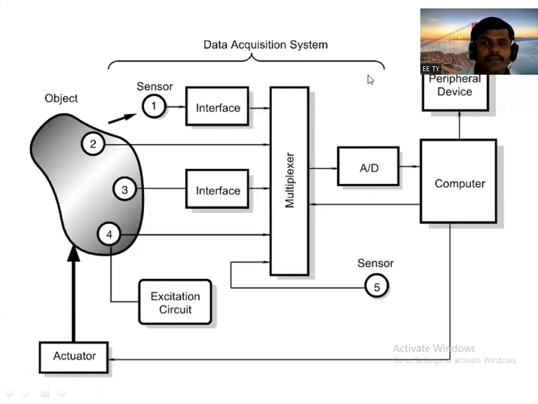Suppose we consider any one object and there are a number of sensors that can be used to perform the function. So there are 5 sensors used: sensor 1, sensor 2, sensor 3, 4 and 5. How can the sensors be connected? How is it connected?